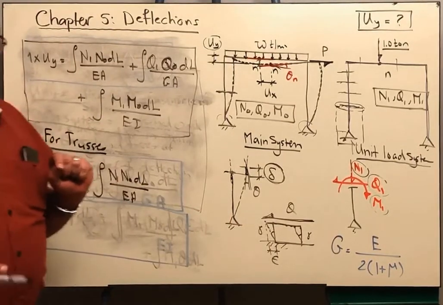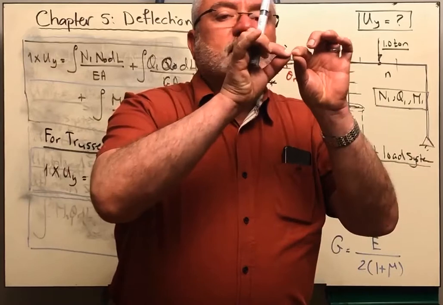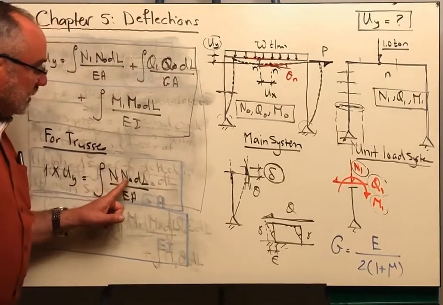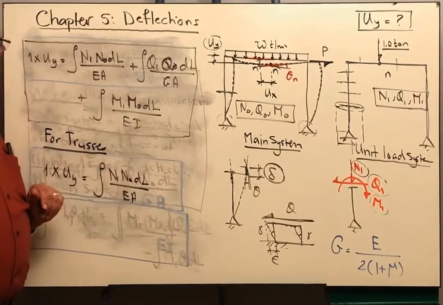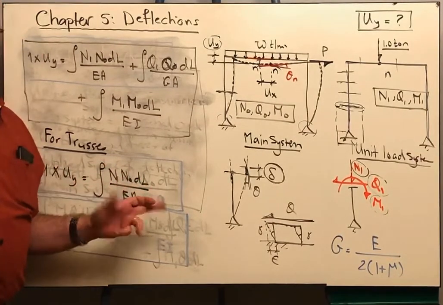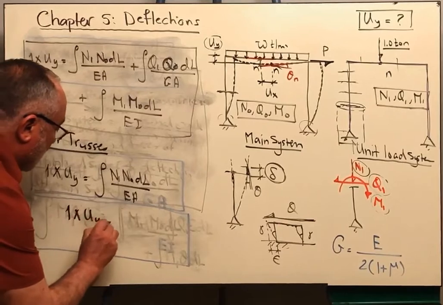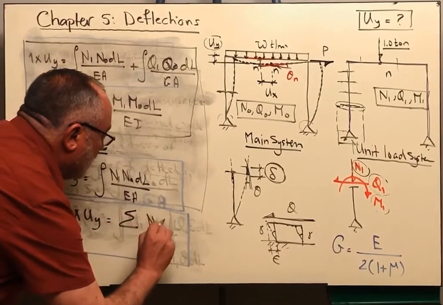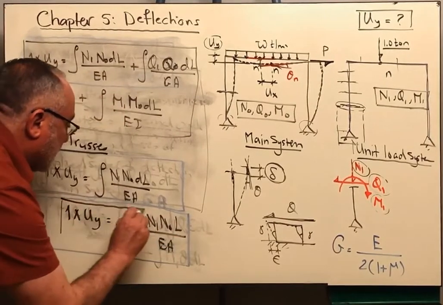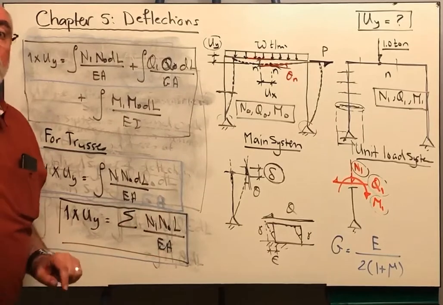But let me ask you a question. In any truss member, according to what we solved together in chapter 2, in the same truss member, the normal force is constant. Therefore, I can take N1 and N naught and EA outside the integration. And all what I will have is the length integral dl is equal to L. Therefore, in the trusses, this equation is changed into 1 multiplied by uy is equal to sigma n1 n naught L over EA. And why is sigma? Because I will have to determine this product for each and every member in the truss.